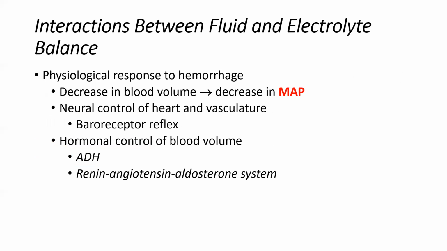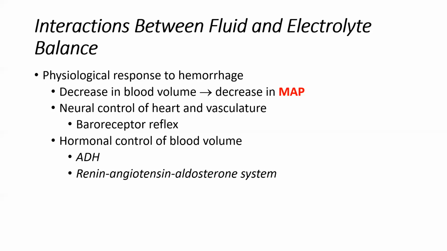Okay, now the physiological response that we see in terms of hemorrhage is a decrease in blood volume, which translates to a decrease in mean arterial pressure. And the neural control to the heart is going to have an effect on the baroreceptors, and that's going to decrease their stretch, which increases sympathetic activity. And then the hormones that play a role are ADH and renin, angiotensin, and aldosterone.